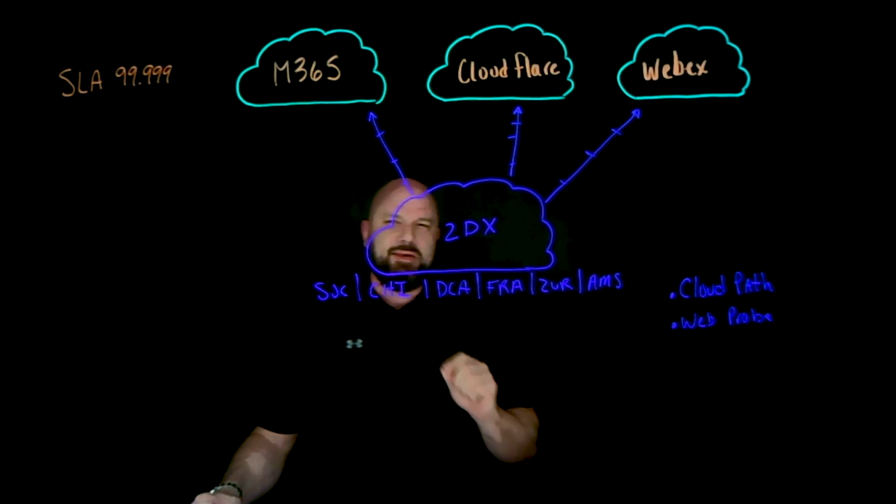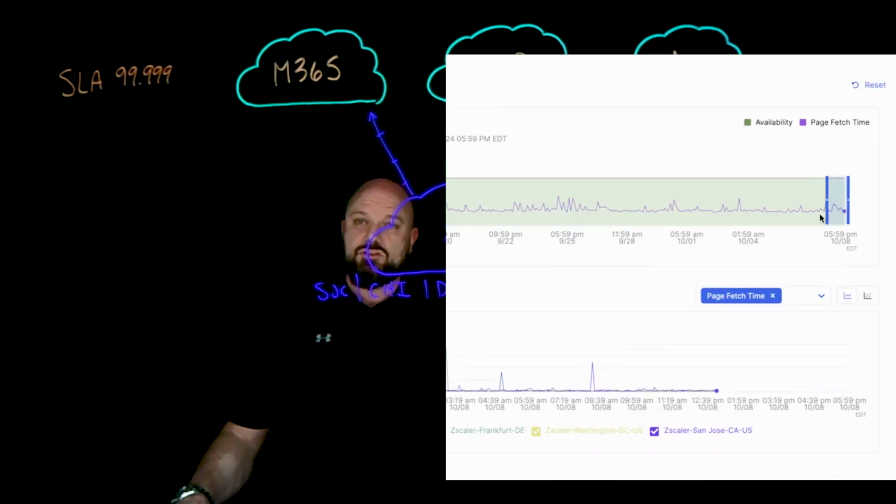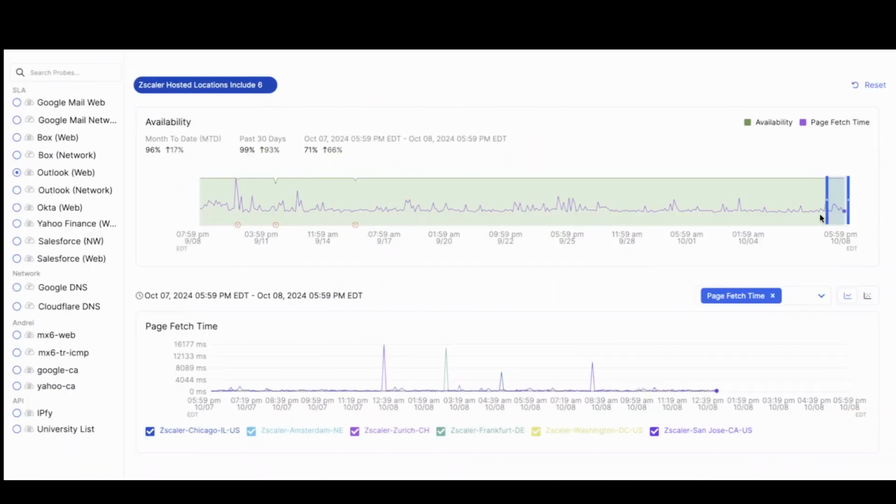So let's take a little sneak peek behind the scenes on the Zscaler Digital Experience platform. So we are looking at Outlook Web, for example. We're looking at a 30-day run rate. We're taking into account the cloud path and the web probe. And we can see right here, the month-to-date availability for this particular application is at 96%. This application is not living up to its SLA.